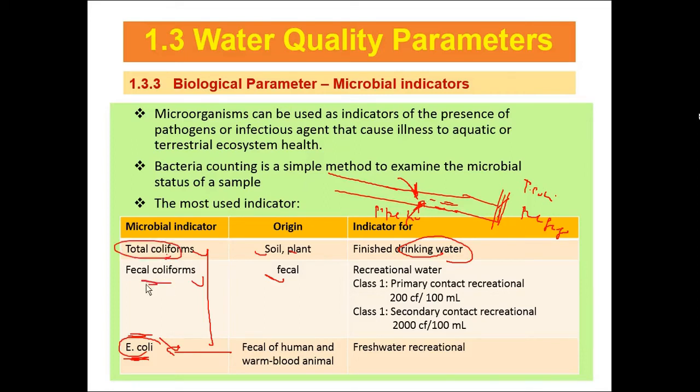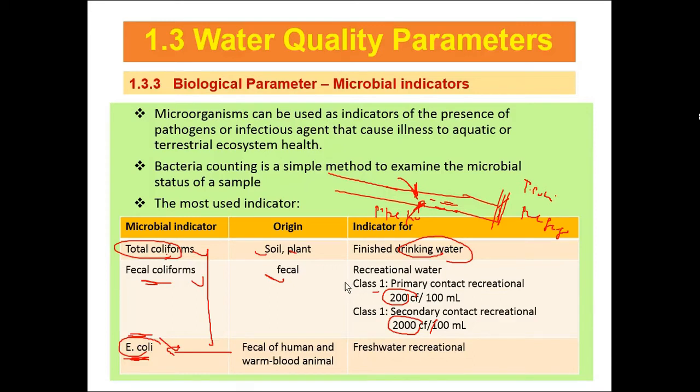For the fecal coliform, usually for recreational water, lakes and so on, you can measure for the fecal coliform. Class 1 for primary contact recreational is 200 fecal colonies in 100 milliliter sample. For secondary contact recreational, it must be less than 2000 fecal colonies in 100 milliliter. E. coli is the same, in numbers they have their own standard, whether the water is used for agriculture, for human activity and so on.